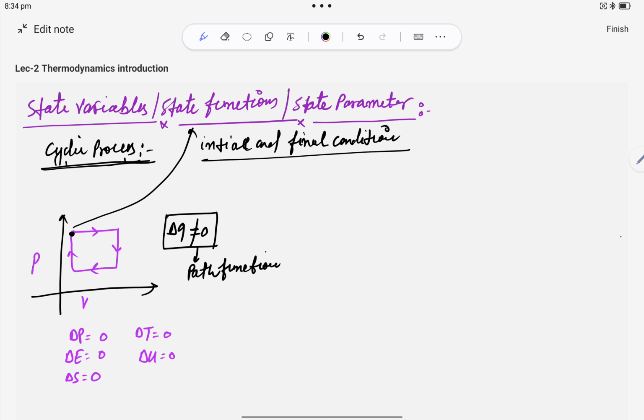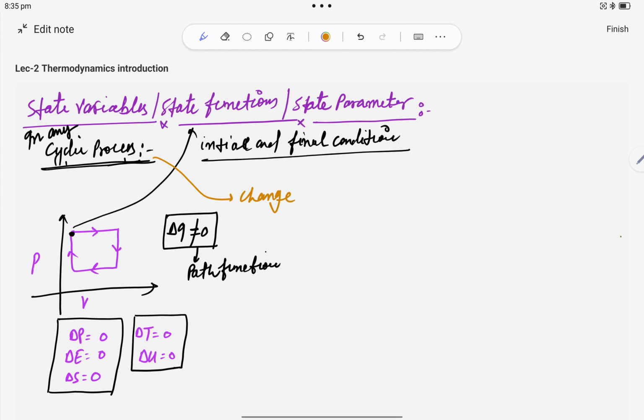Got it? So in any cyclic process, the state will be the same, the variables will change, and all these values will be 0. So here I am writing: in any cyclic process, change in state function or variable will be 0. Okay, change in state function or variable will be 0 in any cyclic process.